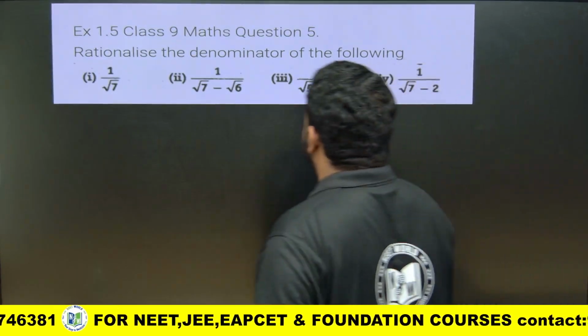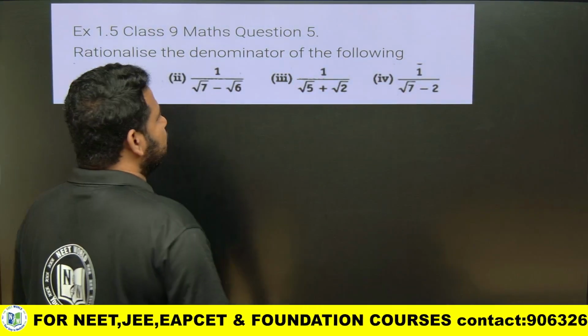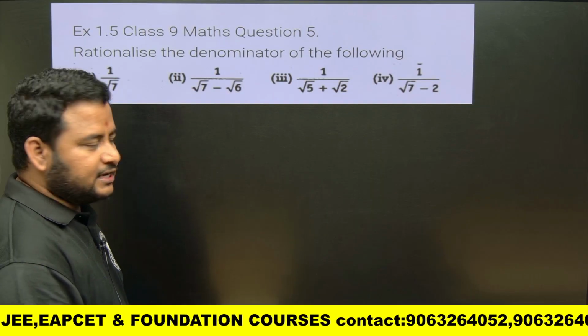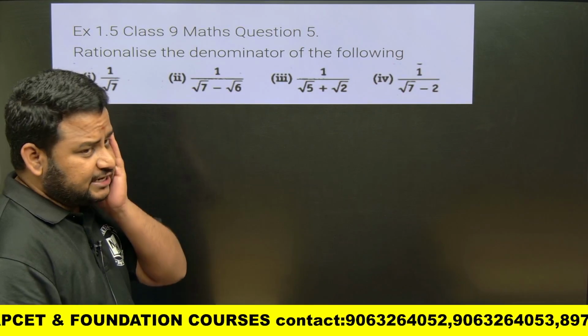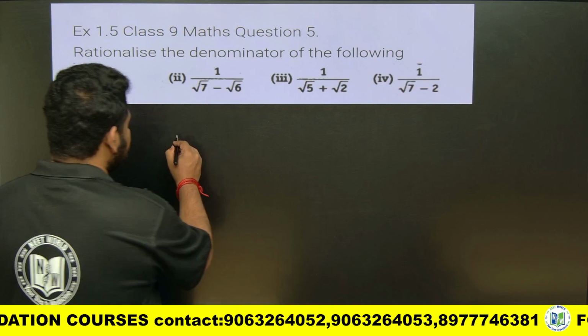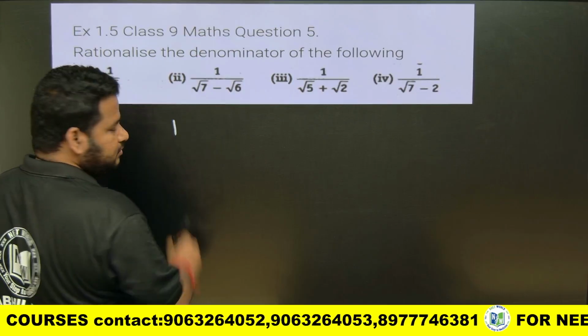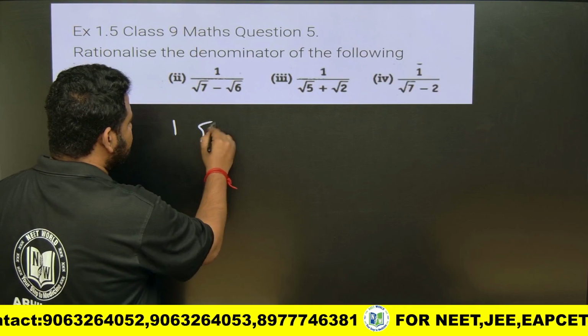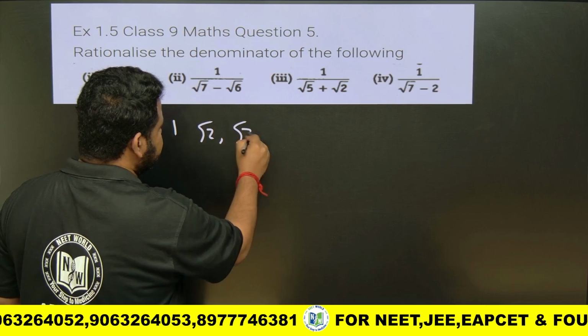So next question, they are telling us to rationalize the denominator of the following. Now, one thing you must understand: suppose when I write 1, you know that it is a rational number. If I write root 2, it is an irrational number. If it is root 3, it is an irrational number.